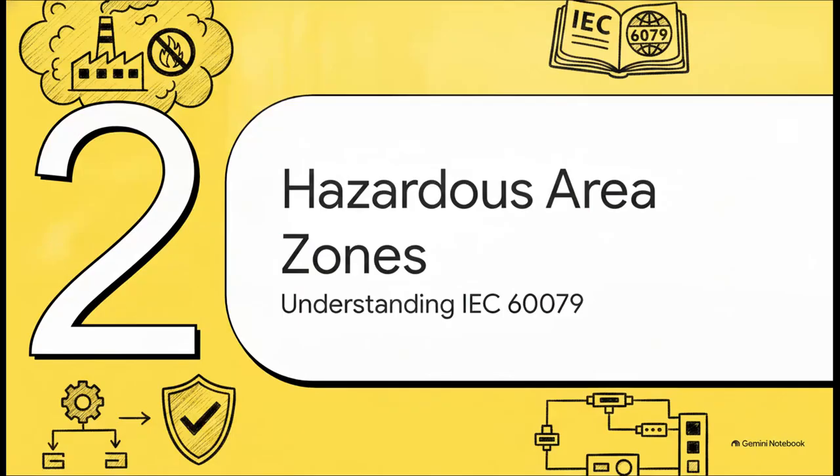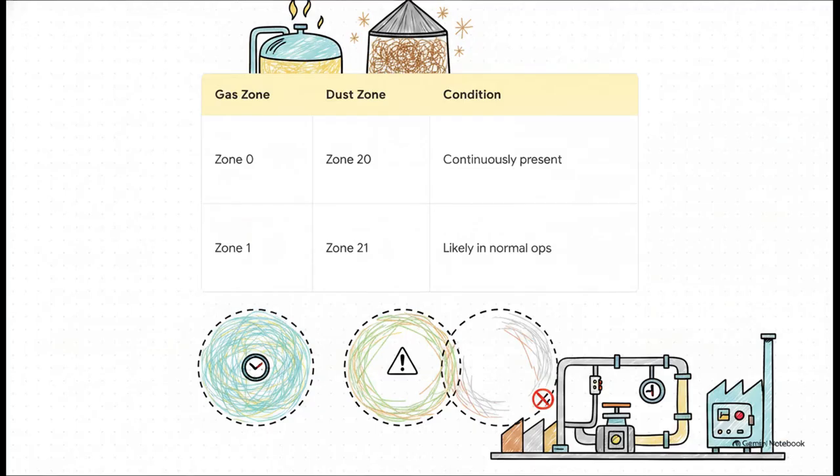Moving on to Section 2, hazardous area zones. Look, before you can engineer any safety system, you have to understand the environment you're dealing with. To do that, we rely heavily on the IEC 60079 international standards. This is where it gets really interesting, comparing gas hazards to dust hazards. Take Zone 0, for instance. That's a place where flammable gas is continuously present, like the inside of a massive storage tank. The exact equivalent for combustible dust is Zone 20. Picture the inside of a huge grain silo. Then you have Zones 1 and 21, where hazards are probable during normal operations. Finally, Zones 2 and 22 are places where hazards aren't likely, unless something completely abnormal happens.